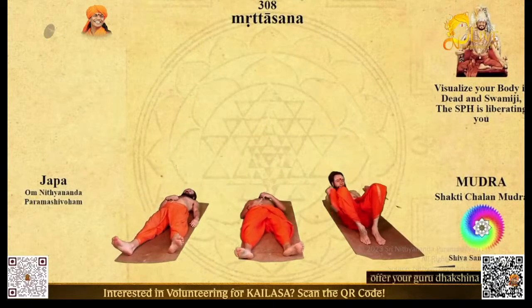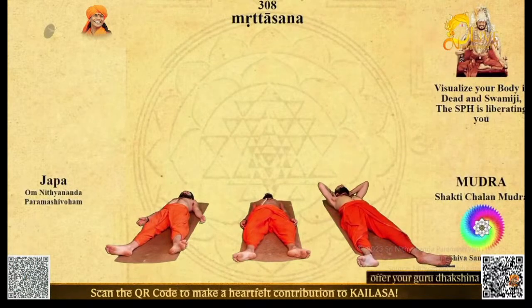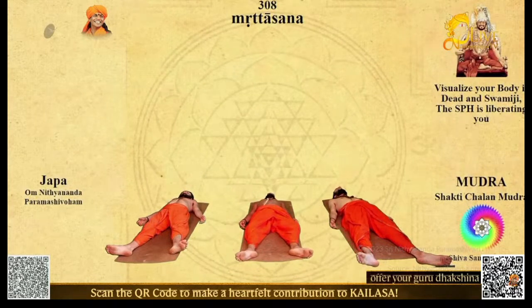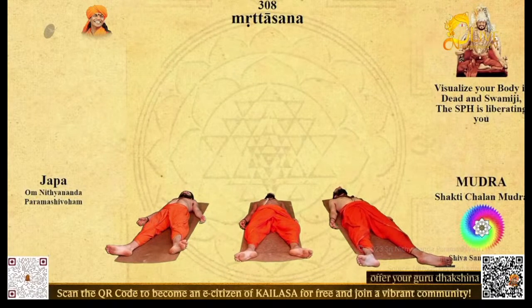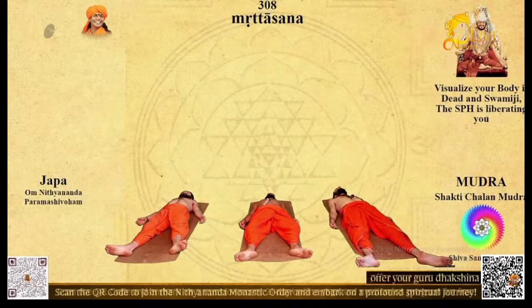Now lay down flat on your back in Vritasana, the final asana of this sequence, as you perform the Shakti Chalan Mudra, forcefully pulling the Kundalini Shakti up along your spine. Visualize that your body is dead and the Supreme Pontiff of Hinduism, Swamiji, is liberating you. Internally chant the Mahavakyam, Om Nithyananda Paramashivoham.